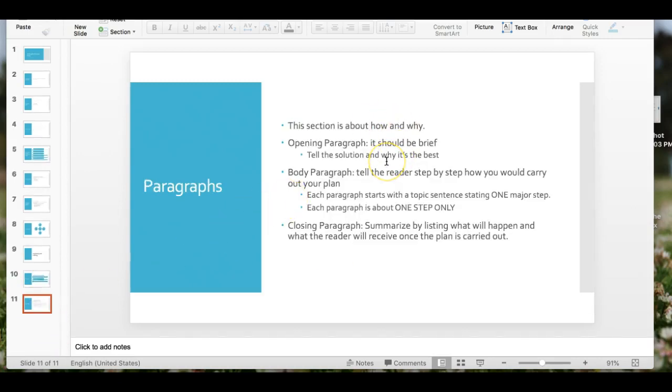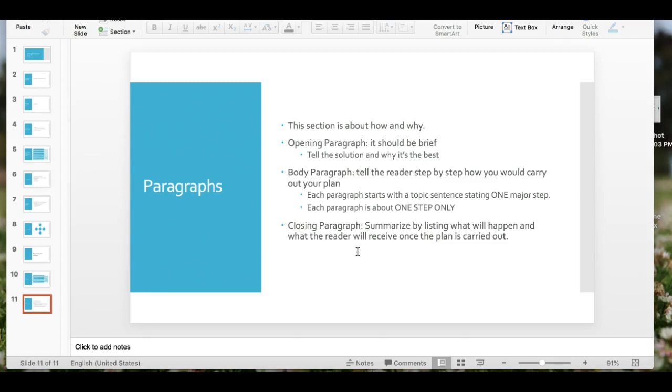Okay, so let me talk about each paragraph, right? So really this section is about the how and the why. How we're going to do this and why we're doing it. So the opening paragraph: brief, tell the solution, why it's the best solution. Body paragraphs: tell the reader step by step how you would carry out your plan.